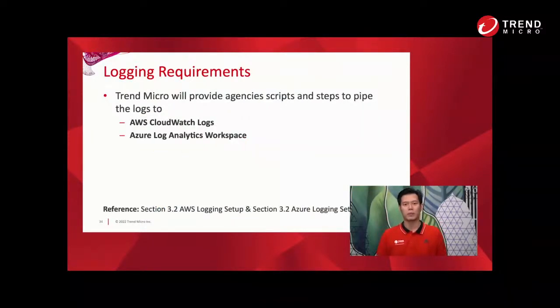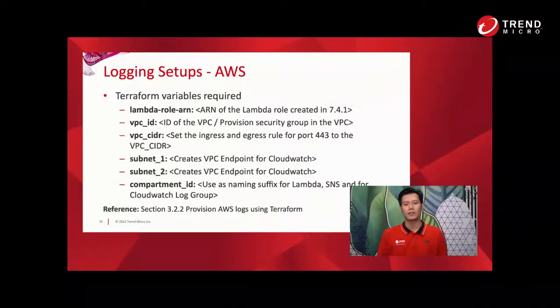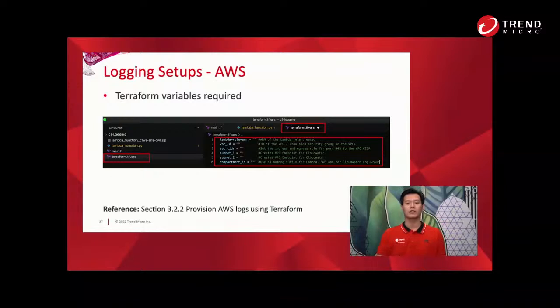So the scripts will be provided to the customer, both for AWS as well as Azure. These are the variables that we will be covering in the scripts. And these are the details for each variable. Of course, you can refer for more details in the onboarding guide, section 3.22. This is how the actual script looks like.